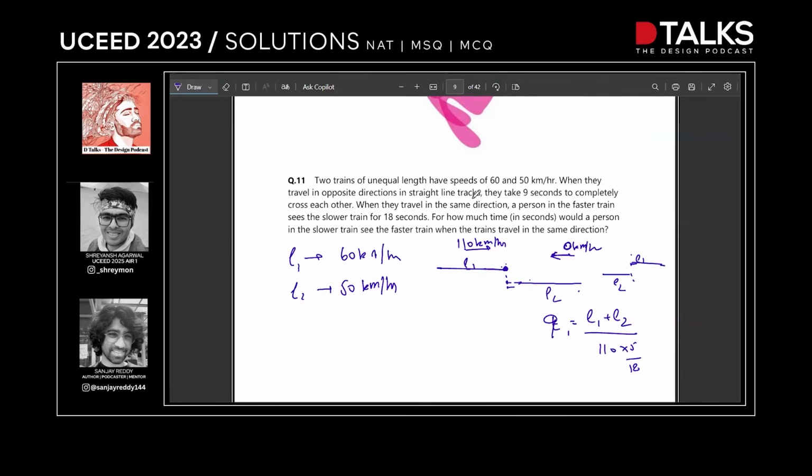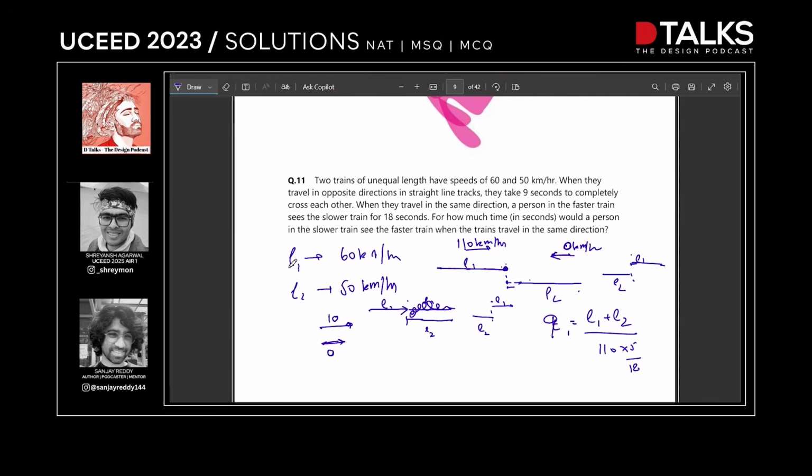Now, when they travel in the same direction, that is, both are like this now, a person in the faster train sees the slower train for 18 seconds. So now they're traveling like this. This is the initial one, L1, L2, and this is the final state. Again in this case, let's assume L2 to be zero. Since you're traveling in the same direction, the speeds are now going to subtract. L1 is now traveling at the speed of 10 kilometers per hour.